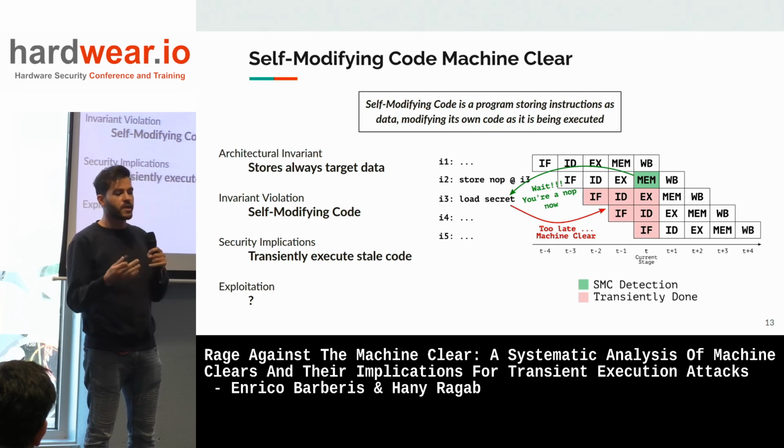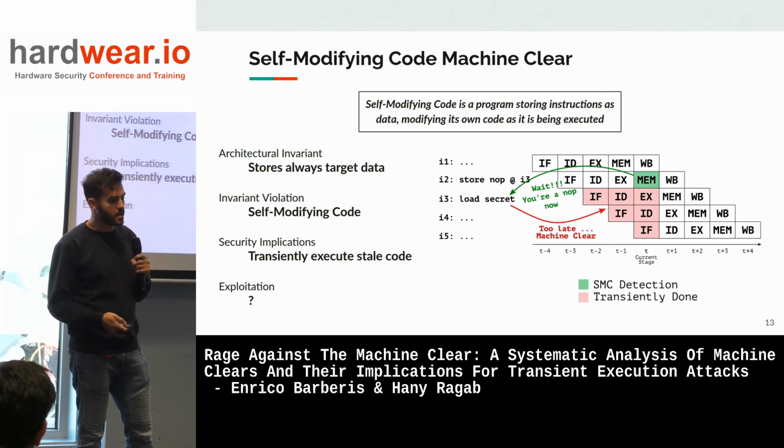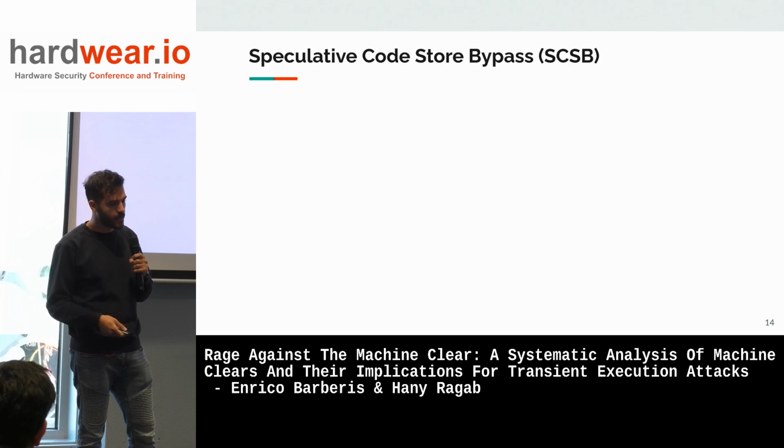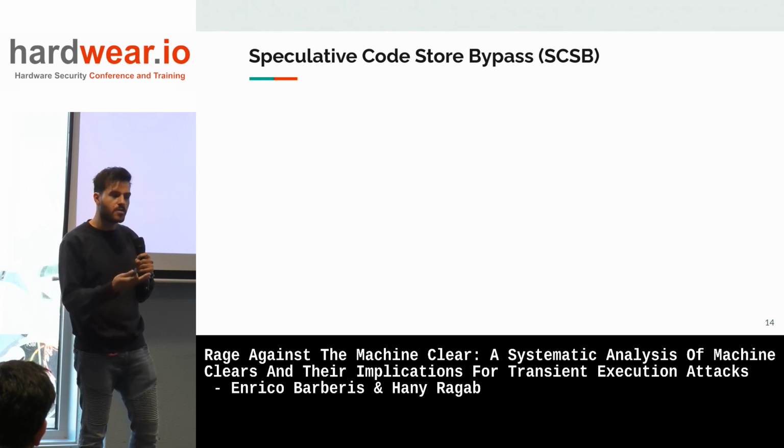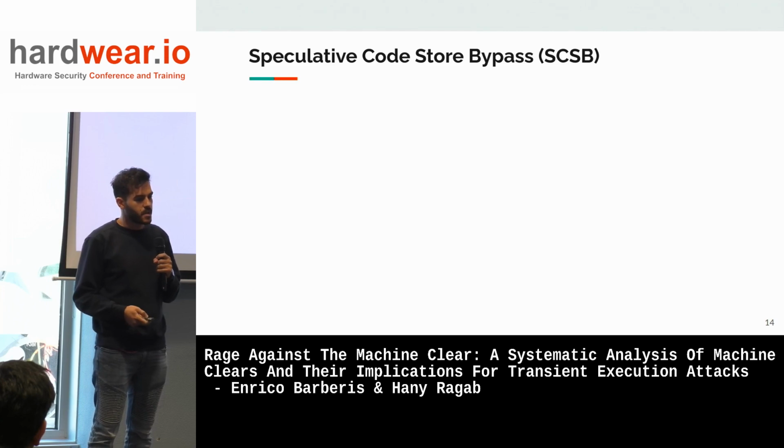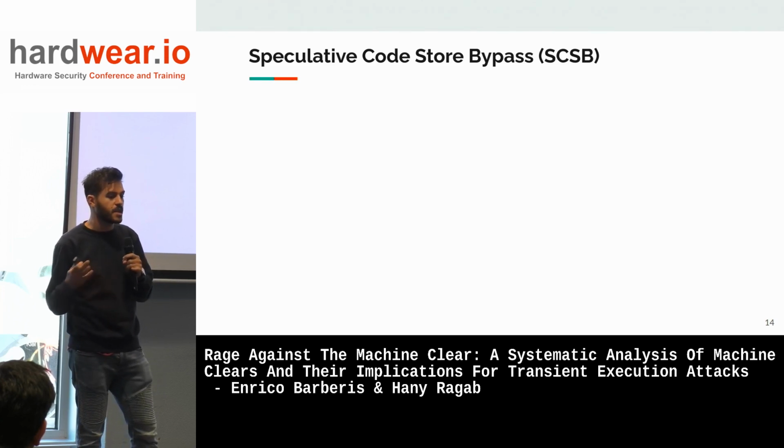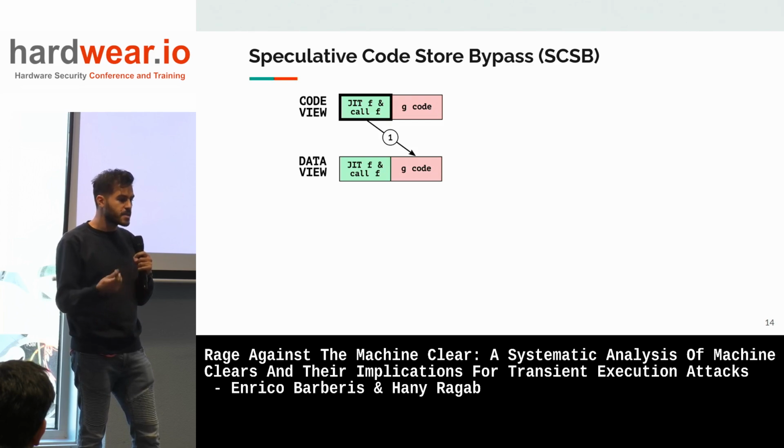In order to understand how we can exploit this in a more realistic use case scenario, we need to understand the attack primitive that this type of machine clear is actually providing us. The attack primitive is called Speculative Code Store Bypass, and it basically allows an attacker to execute controlled code in a transient window originated by self-modifying code, as we saw earlier. This primitive can be broken down in 3 main steps. But first, let's keep in mind that code and data views are 2 different views of the same exact memory, and they're always kept coherent between each other on modern processors.